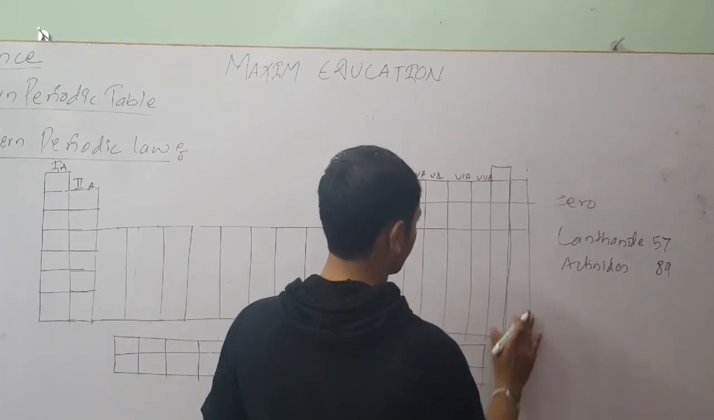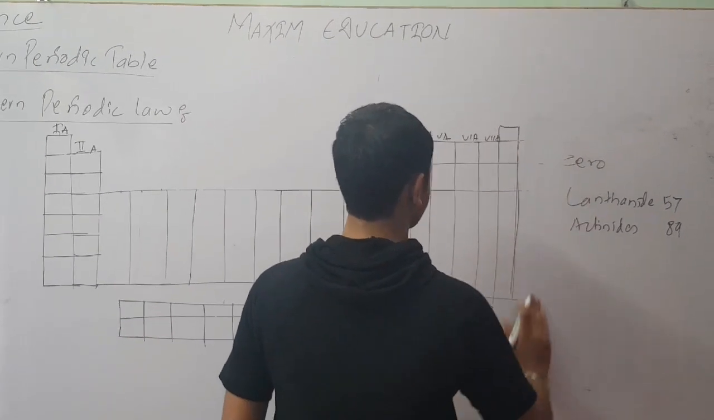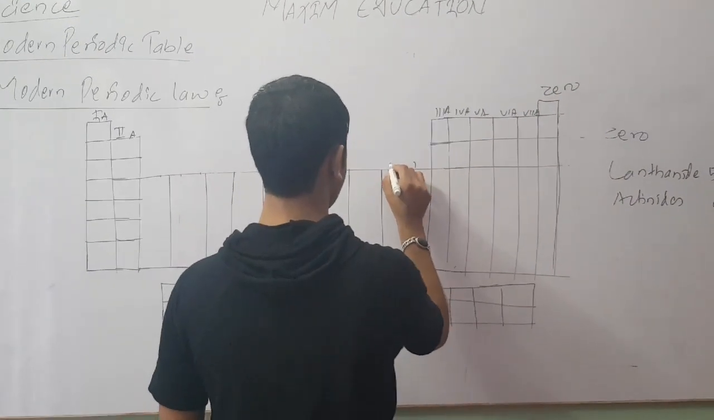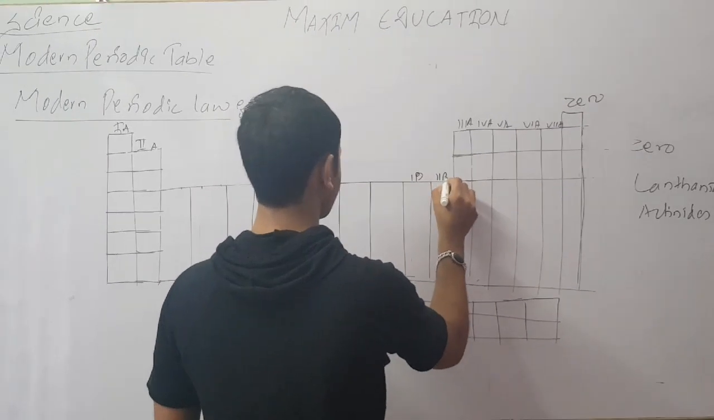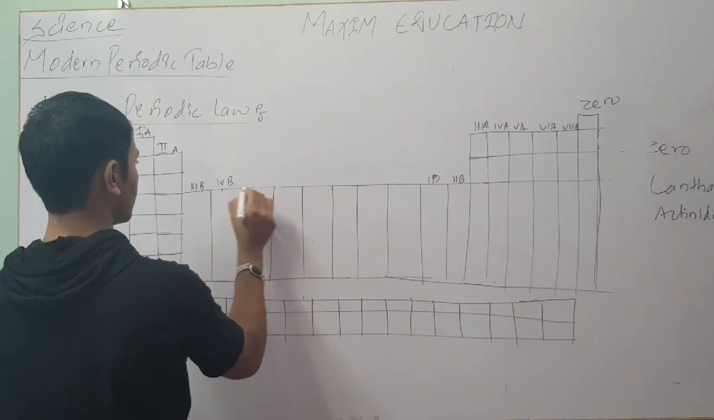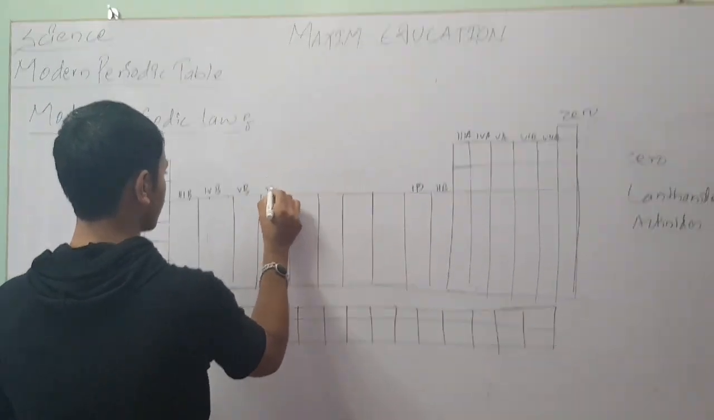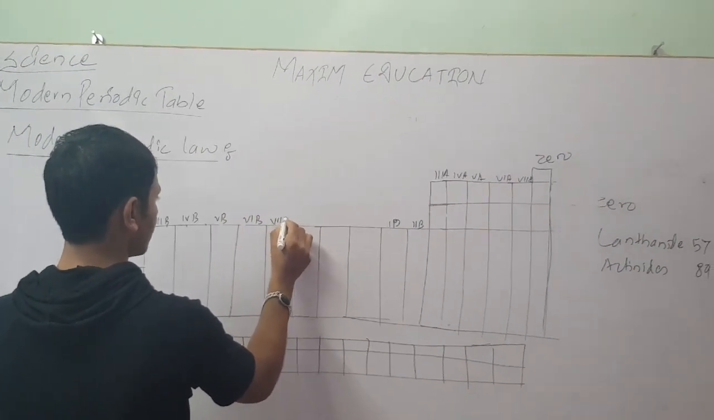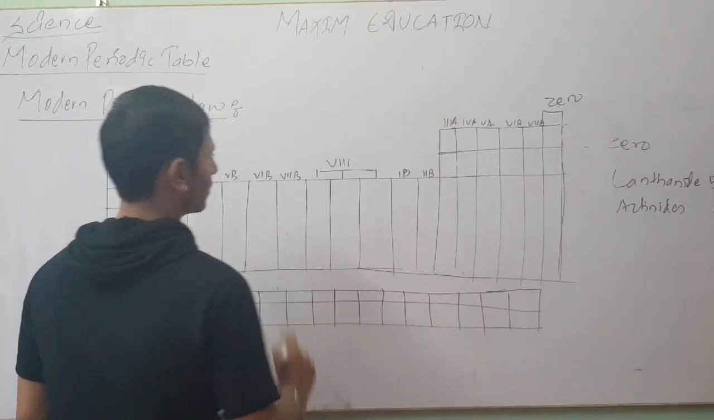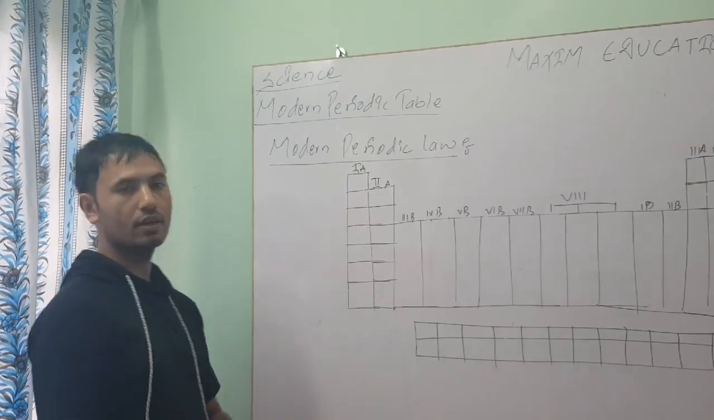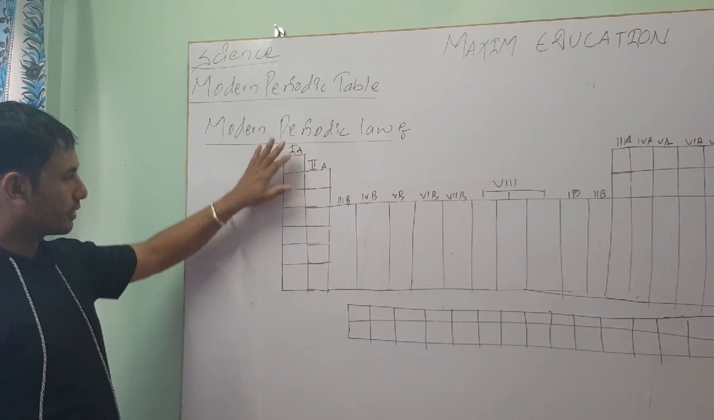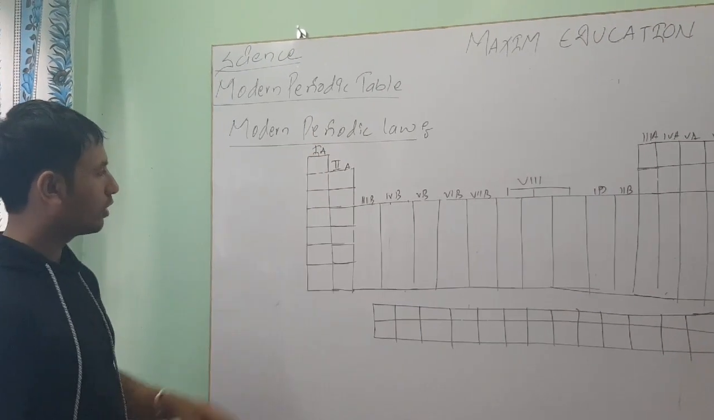I think one more I made over here. And this is zero group, and this is first B, second B, third B, fourth B, fifth B, sixth B, seventh B, and 8 with 1, 2, 3. Like this, the elements are classified as groups. The elements of group first A, this group, are called alkali metals.